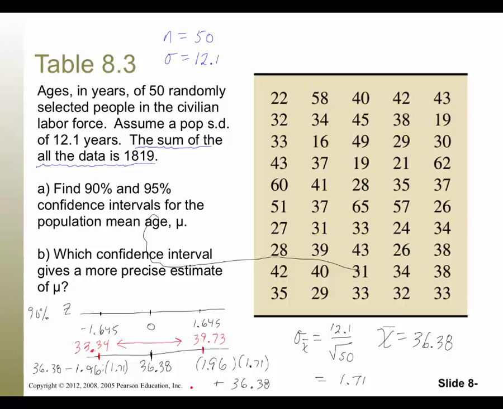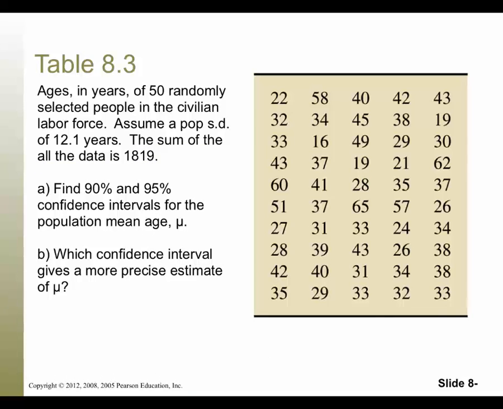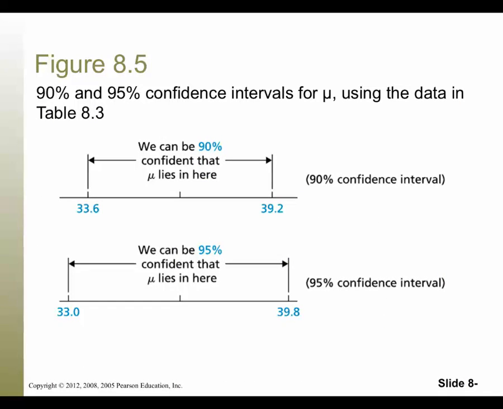Does it make sense? Any questions? Is this what we got? This is what we got, right? Okay, good. So again, just a summary, we can be 90% confident that the population mean lies in that first range. If we want more confidence, our range has less precision. It's wider.